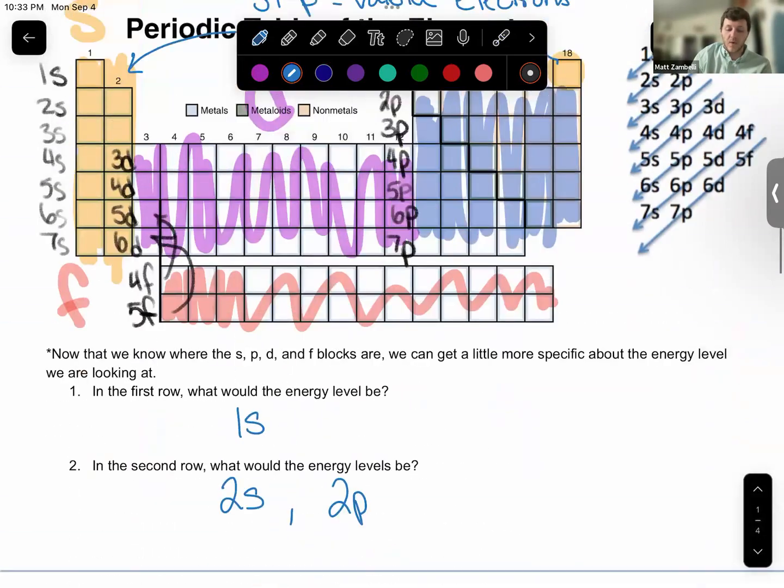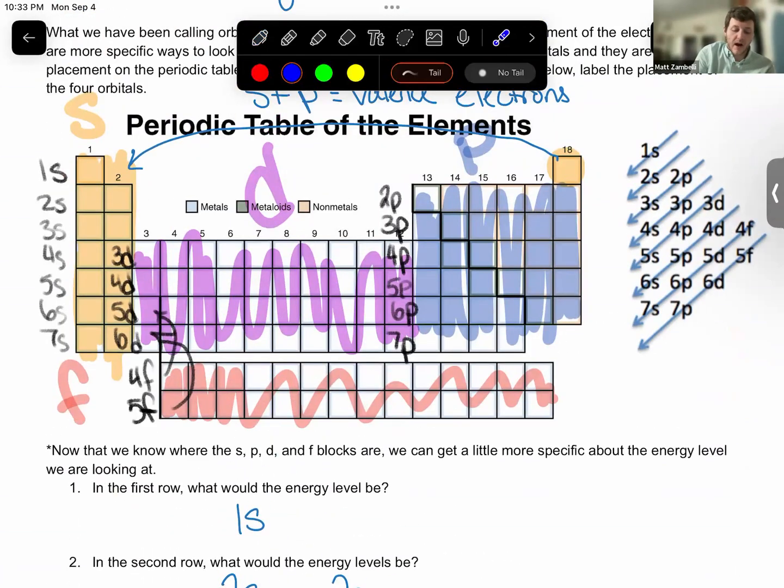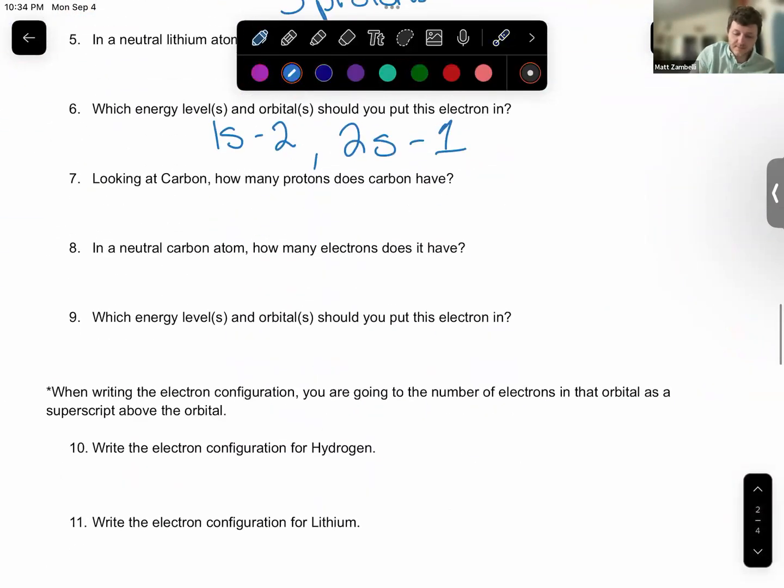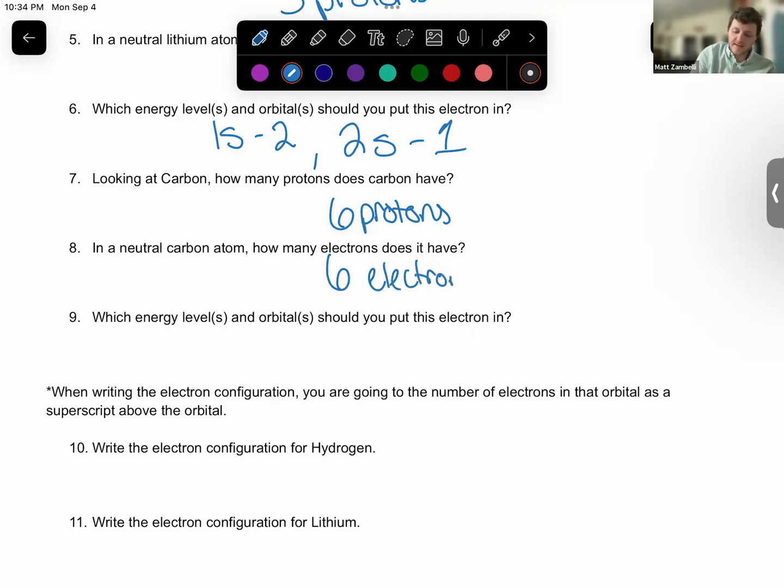Let's do one more. So we look at carbon. Carbon's going to be over here in column 14. So it's going to have a total of 6 protons. If it has 6 protons, it'll have 6 electrons. And so we do our electron configuration for that.